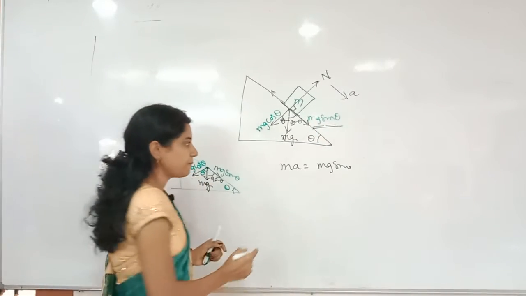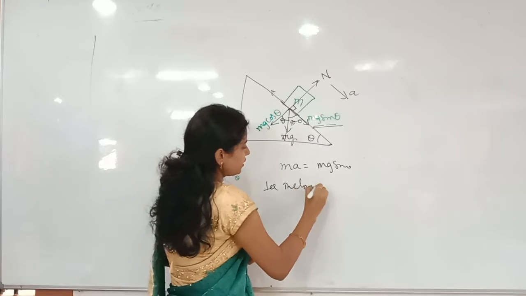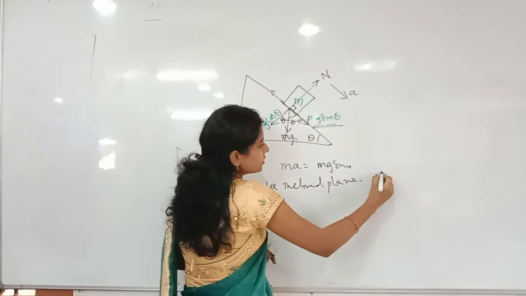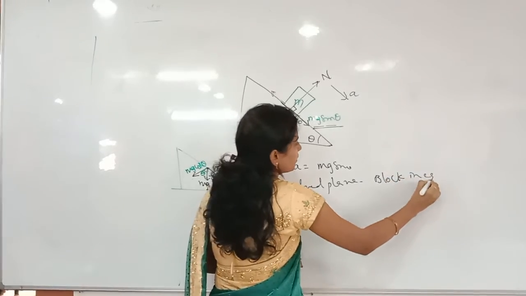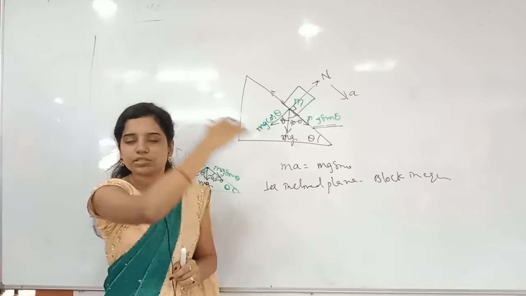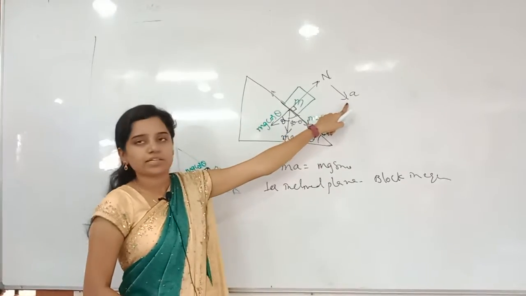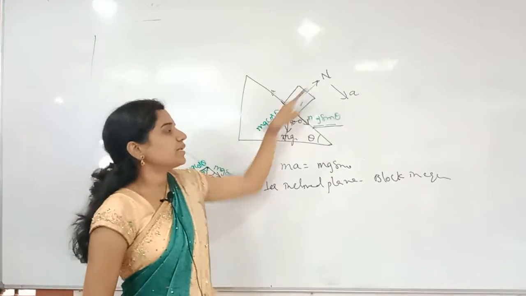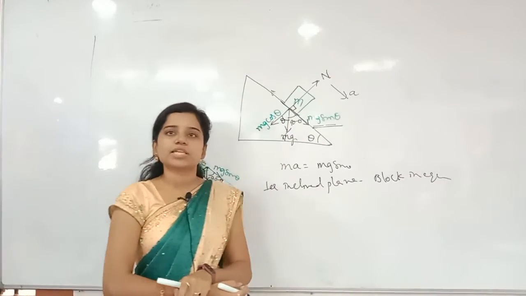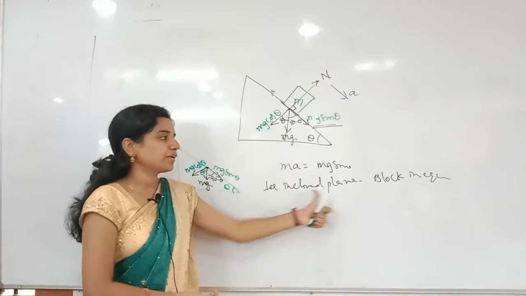mg sin theta. Now perpendicular to the inclined plane, I can say clearly that the block is in equilibrium. Why? Because the block is sliding only along the inclination, so in this direction only acceleration is there. In the perpendicular direction, there is no acceleration. No acceleration means, can I say it is in equilibrium? So it is in equilibrium perpendicular to the plane.